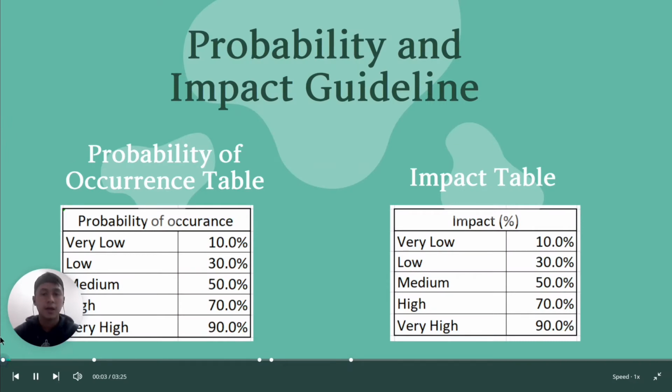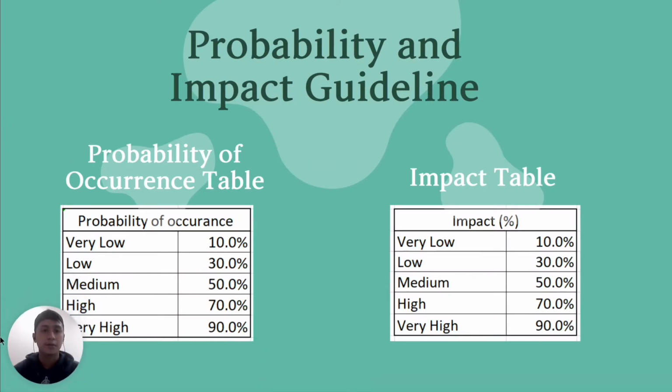Probability and impact guideline. In terms of probability of occurrence and impacts, we categorize the risk by using percentages from very low to very high for each level. We classify 10% as very low, 30% as low, 50% as medium, 70% as high, and 90% as very high.